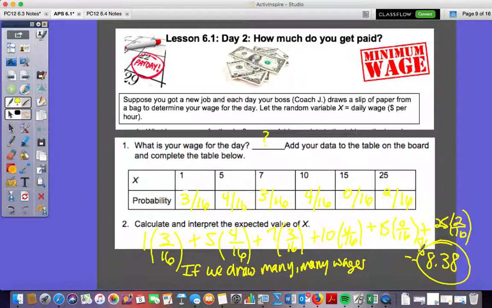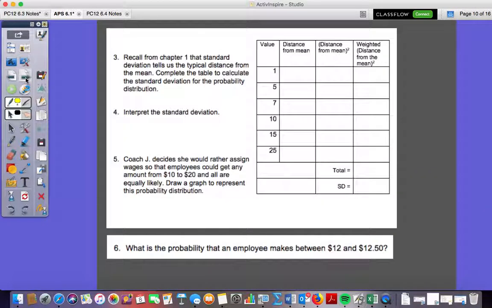So here's what we would say if we interpreted this, because that's the big thing with interpretation. Context is king. If we draw many wages, we would expect this mean to approach what? Right there, $8.38. Cool. Very good.